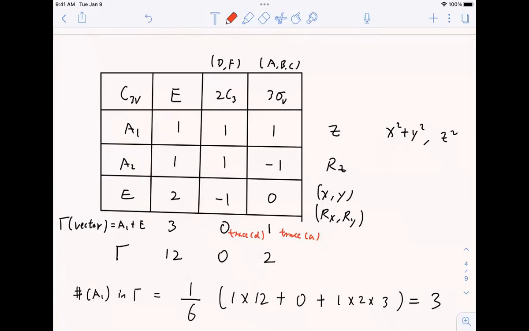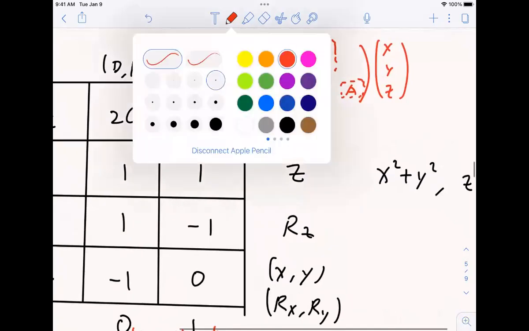It looks like E has the X and Y components and A1 has the Z component. So the whole vector transforms as A1 plus E. If you write it down, you will have X, Y, Z. Then this will be a block form, that is Z, and this will be another block form, that's E. So the trace of this one is -1, and the trace of this one is 1.